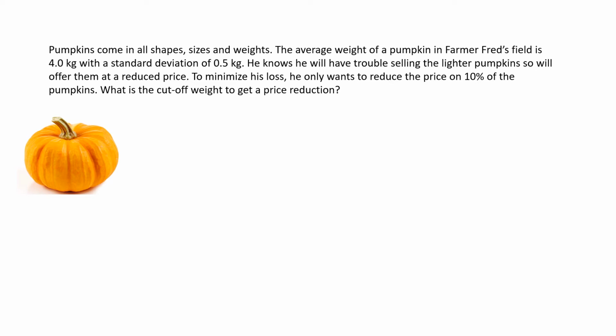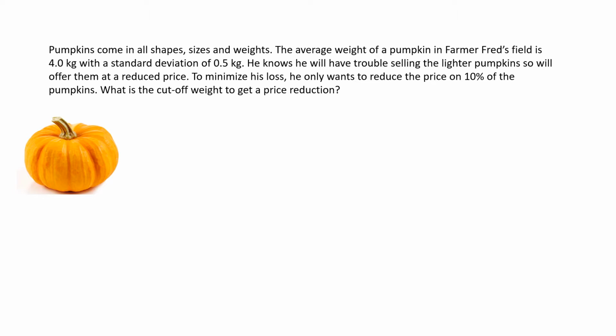So in these examples that are coming up, we're going to be actually using the z-score tables backwards. So let me show you what that looks like with a concrete example. Pumpkins come in all shapes and sizes and weights, and the average weight of a pumpkin in a farmer's field is 4 kilograms with a standard deviation of 0.5 kilograms. So I'm assuming now that that is normally distributed.